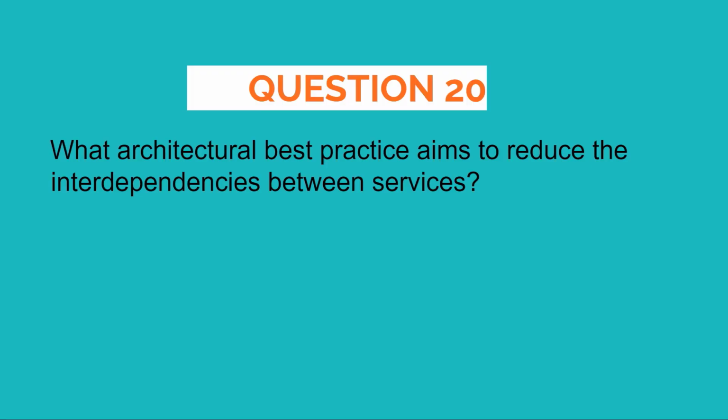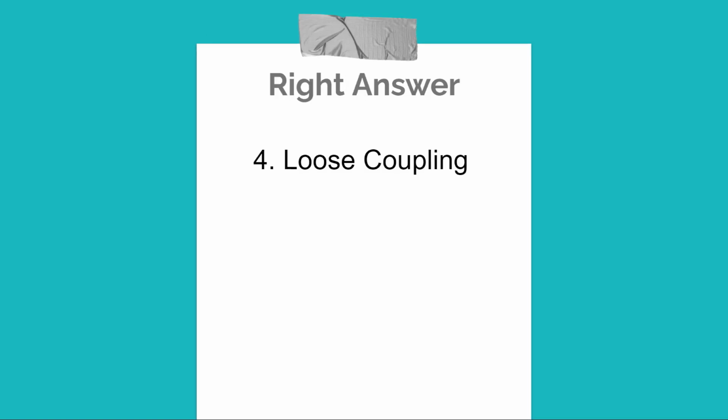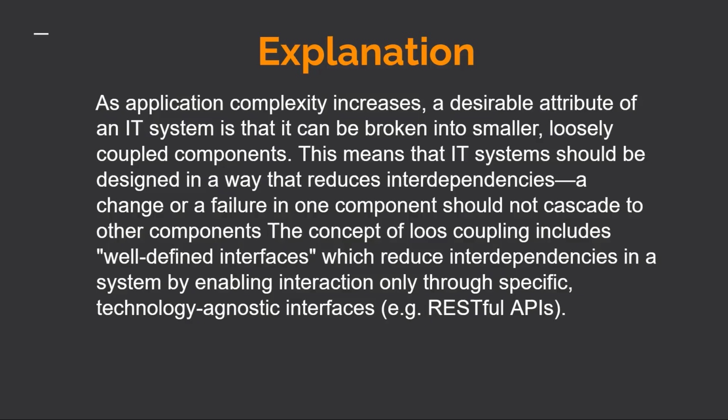Question. What architectural best practice aims to reduce the interdependencies between services? Option 1. Services, not servers. 2. Removing single points of failure. 3. Automation. 4. Loose coupling. Right answer is 4. Loose coupling.